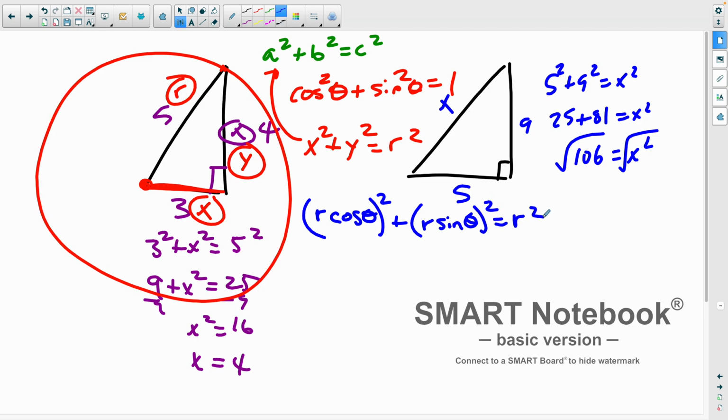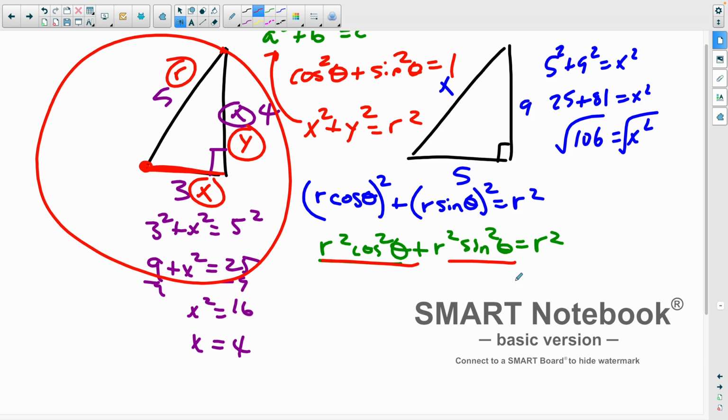Equals radius squared. I don't know what it is. Let's assume that it's not a unit circle. We don't know that for sure. So if I were to square this, I get r squared cosine squared plus r squared sine squared equals r squared. What's true about these two terms right there? They have anything in common? They both have r squared. So if I factor out the r squared, that leaves me cosine squared theta plus sine squared theta equals radius squared.